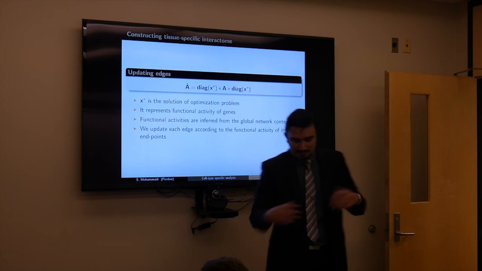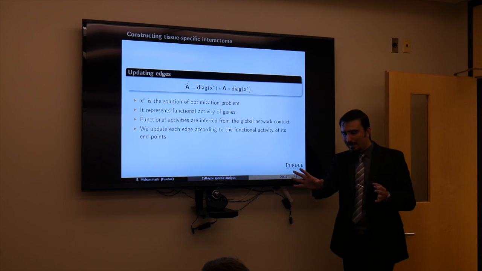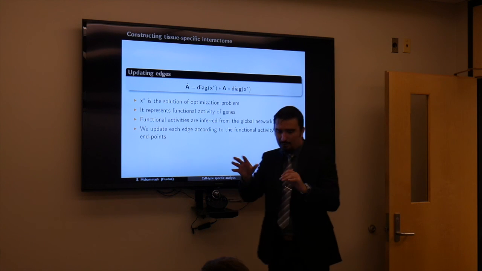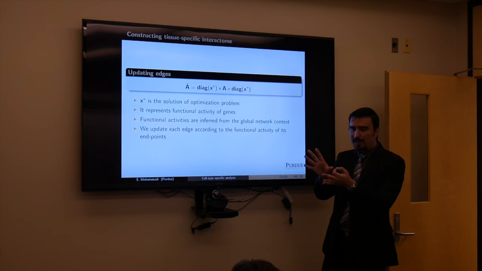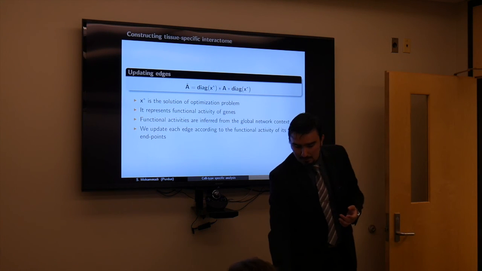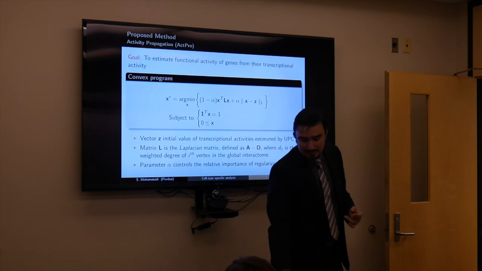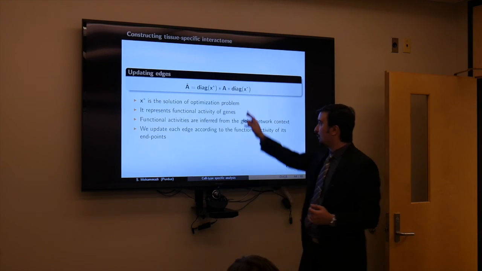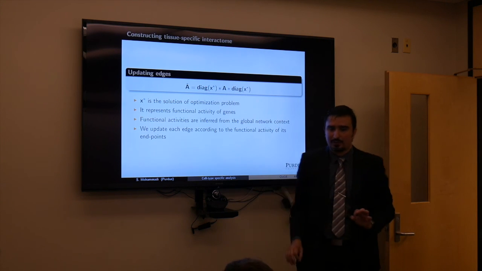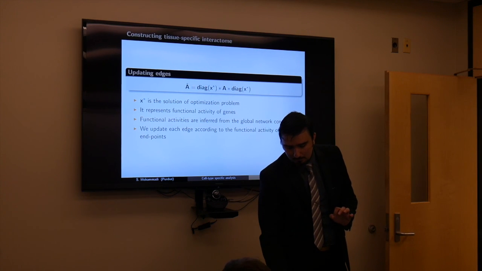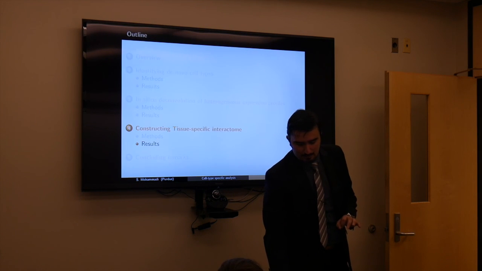And then we project them to the network using a simple approach. This is the original edge weight of this one, 0.5, whatever. We multiply it by the functional activity of the two endpoints. Functional activity is computed as the solution of this program, and then we reweight the original edge weights by the functional activity of its endpoints.